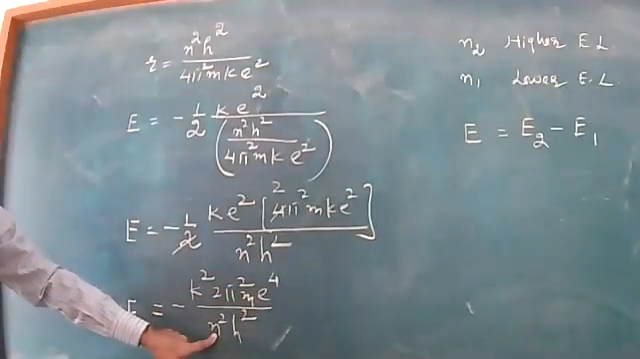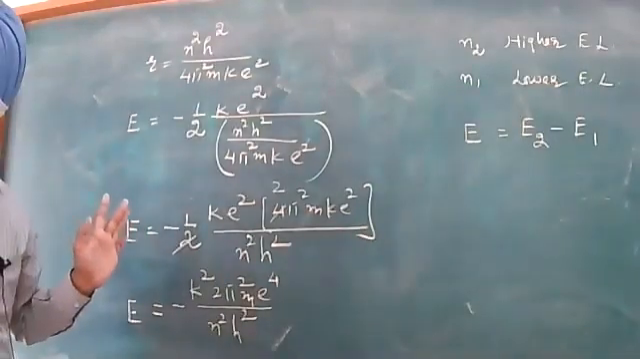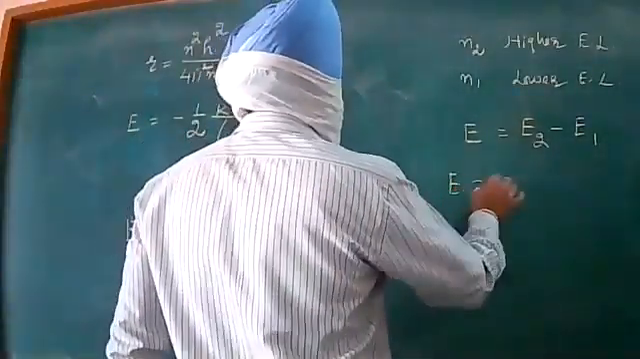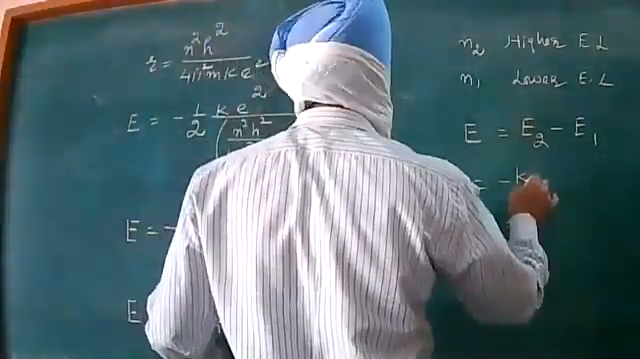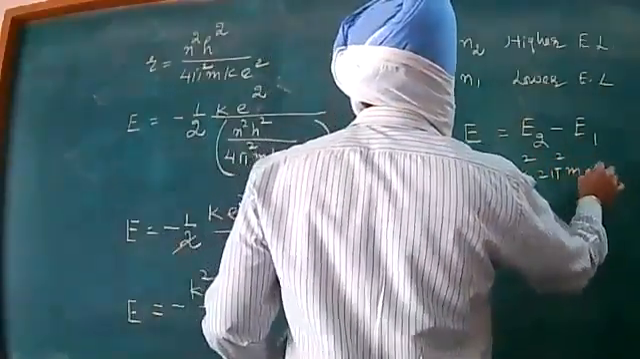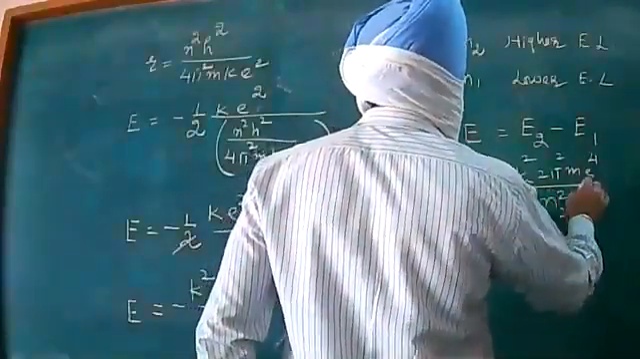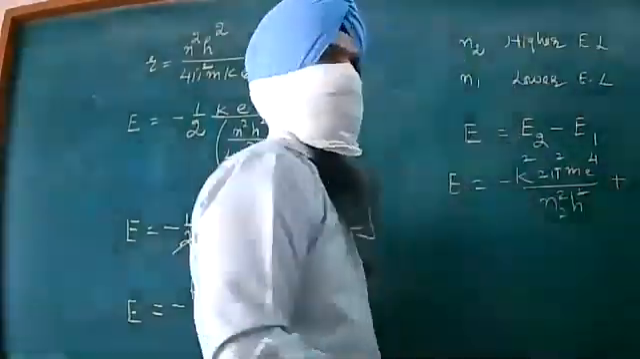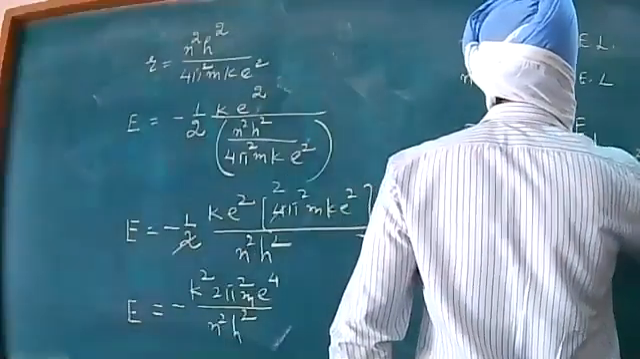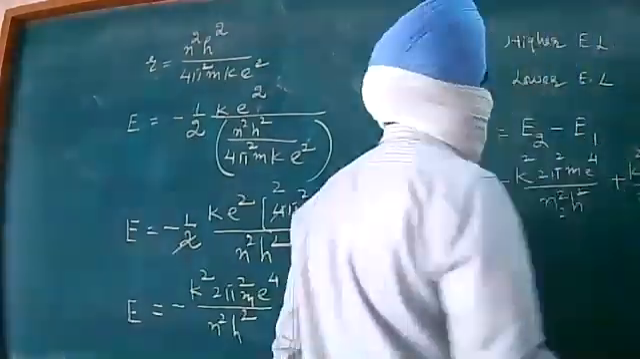Only in place of n, we will be writing n2 and n1. Rest of the things will go as such. All other are constants with it. So E is equal to beta minus k square 2 pi square me4 upon n2 square h square, minus minus beta plus, it will become, we will have k square 2 pi square me4 upon n1 square h square.